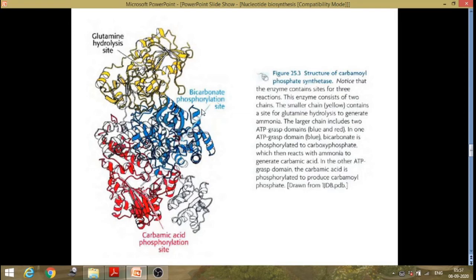So the question here is that we could have different enzymes, because there are three different reactions. So we can have different enzymes carrying out different reactions. And why do we have one enzyme carrying out three different reactions? There's a reason to that. So let's understand that.